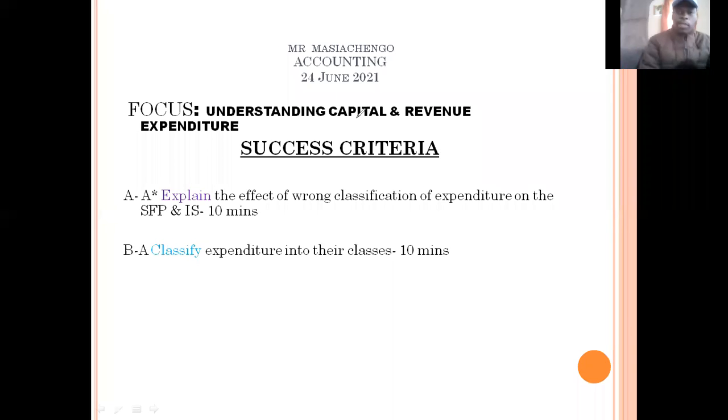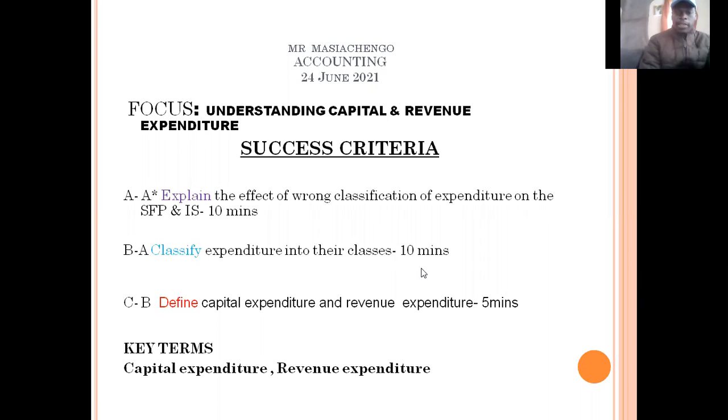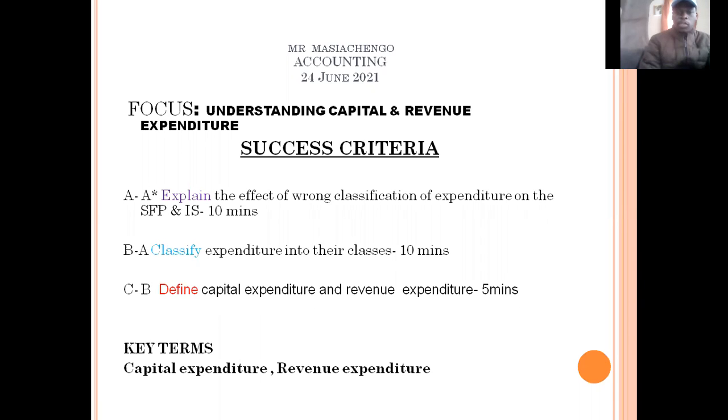This is our presentation today, and we need to work together and understand this. Our focus is understanding capital and revenue expenditure. Remember what we do in accounting. We need to understand the activities that pump money out of the business. These activities are usually expenses. Most of the time, these expenses come in different forms, so we need to be in a position to define whether an expense is a capital expense or a revenue expense.